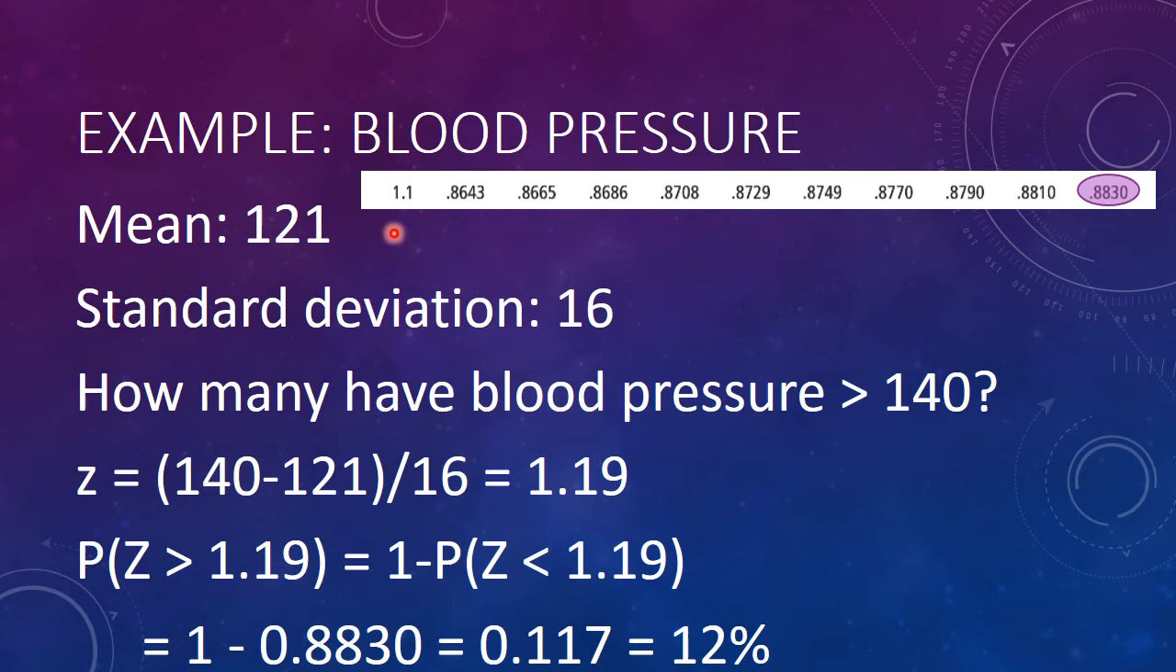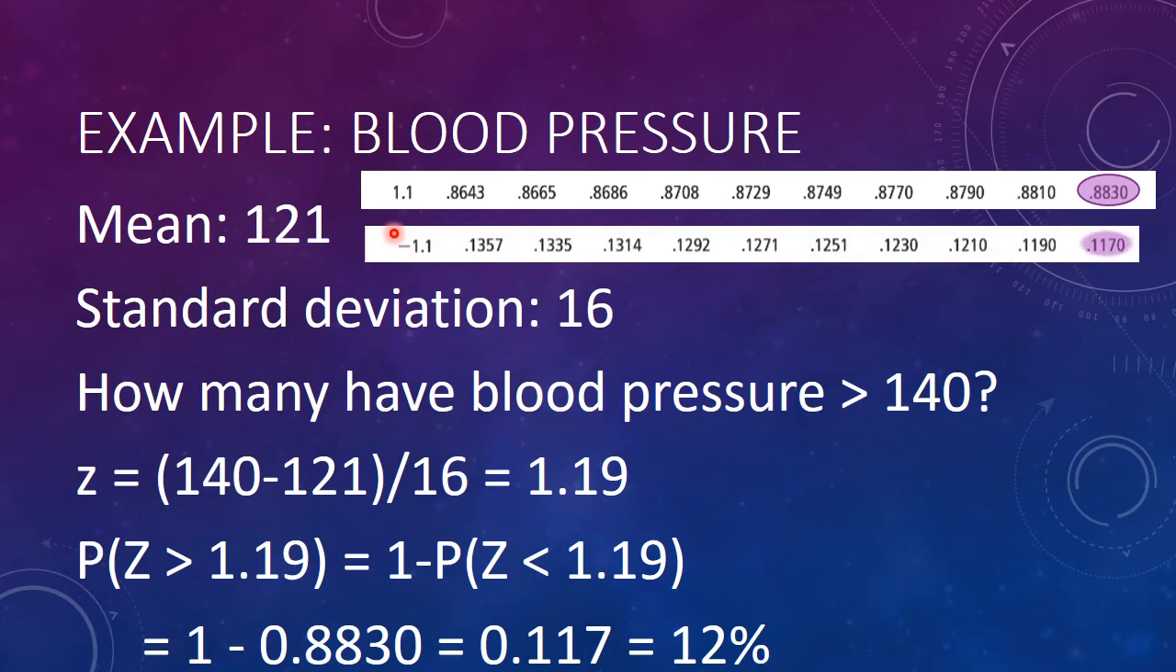Now remember, another way we could do this is to take the opposite of the value we're looking for and find that value's left tail probability. So instead of looking up 1.19, we could look up negative 1.19, and we find that that's the probability we're looking for, about 12%.